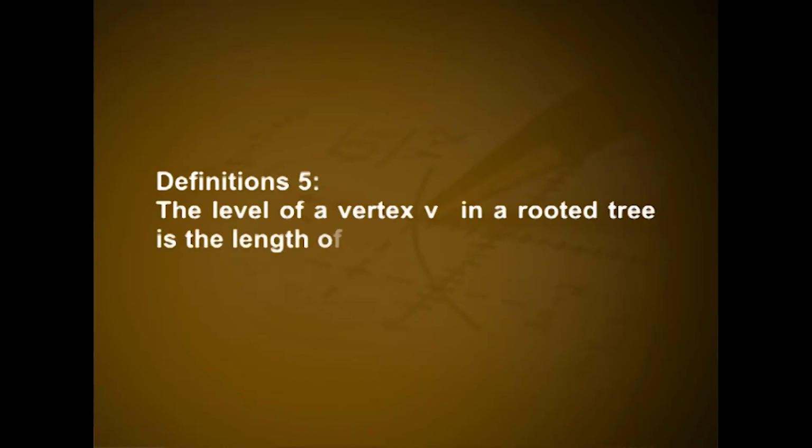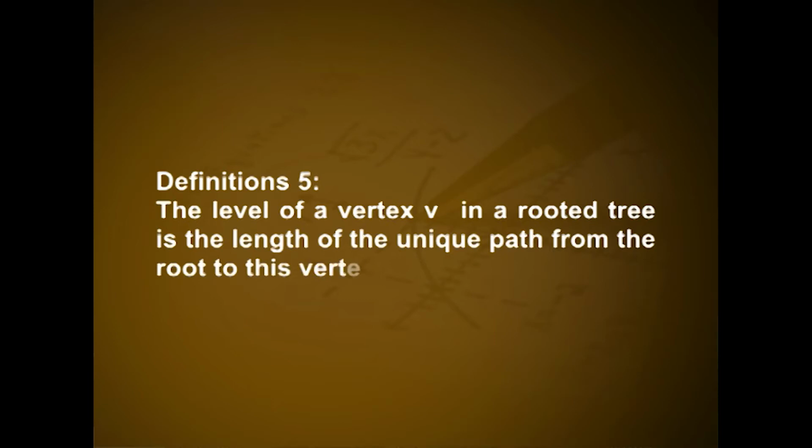Now, moving on to Definitions 5. The level of a vertex V in a rooted tree is the length of the unique path from the root to this vertex. The level of the root is defined to be 0. The height of the rooted tree is the maximum of the levels of the vertices, that is, it is the length of the longest path from the root to any vertex.